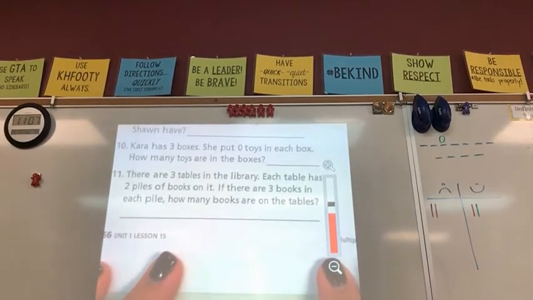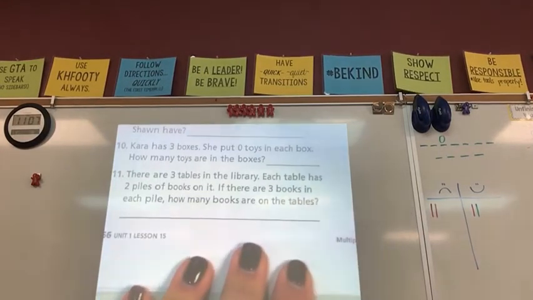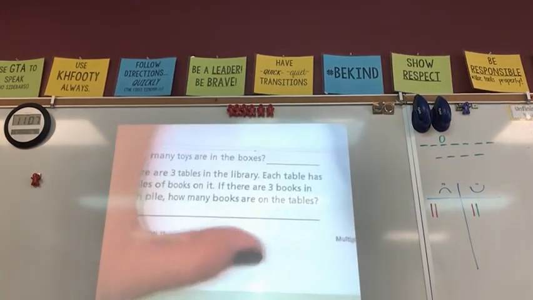There are 3 tables in the library. Each table has 2 piles of books on it. If there are 3 books in each pile, how many books are on the tables? I want to work through it with you guys with a picture first so that we can come up with our equation, okay?